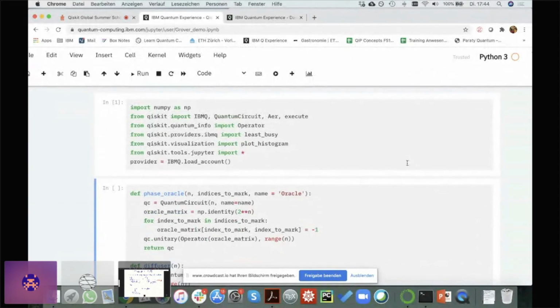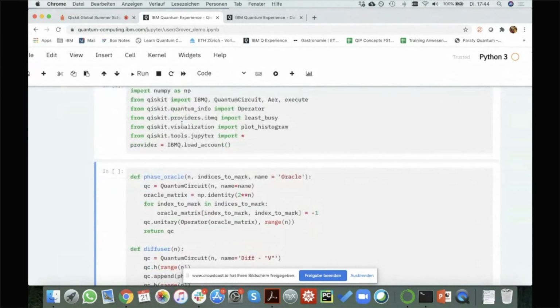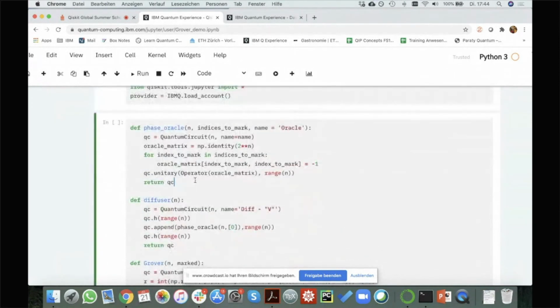Okay, so as for the Deutsch algorithm, again, we start by importing a lot of functions, importing NumPy, importing QuantumCircuit, IBMQ. It's the standard things that we always import, and we load our IBM quantum account. And then now we have to define again our oracles. This time, I'm not explicitly defining the oracles as I did for the Deutsch algorithm, because that gets too complicated now if I increase my n and if I have a specific number of marked elements.